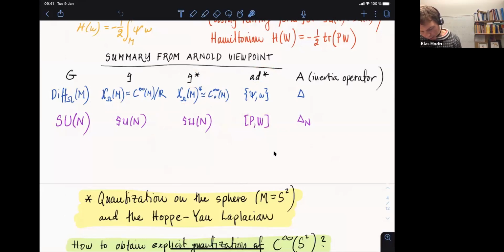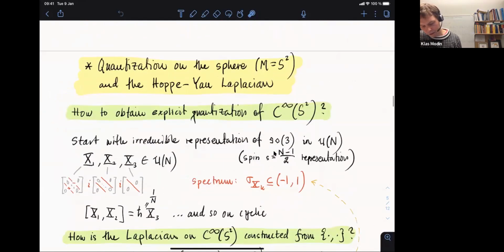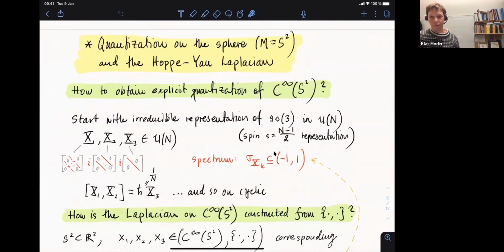Then we have an inertia operator, which is the Laplacian here, and it's some sort of quantized Hoppe-Yau Laplacian. That's what I want to talk about now. What is this Laplacian? How do I construct this? How do we obtain an explicit quantization on the sphere?